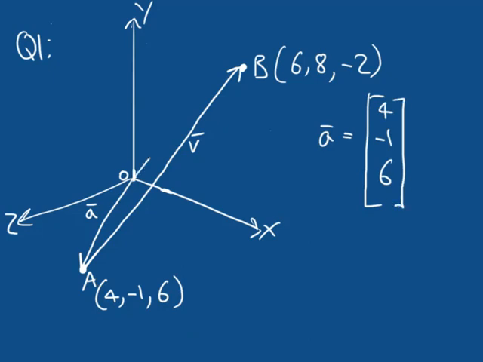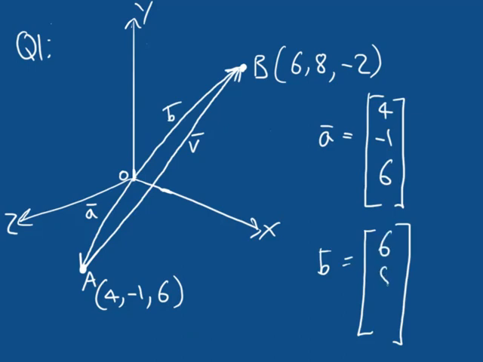We also need to create a position vector for B. So B, we know, is going to have components equal to its endpoint, which is capital B. So it's going to have 6, 8, and minus 2.